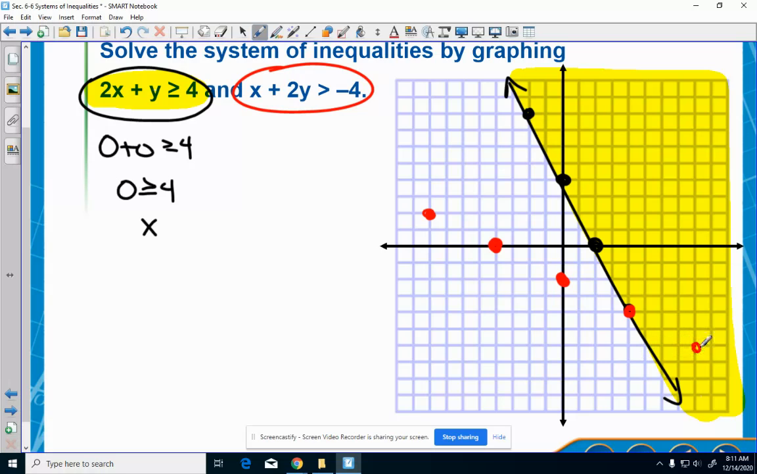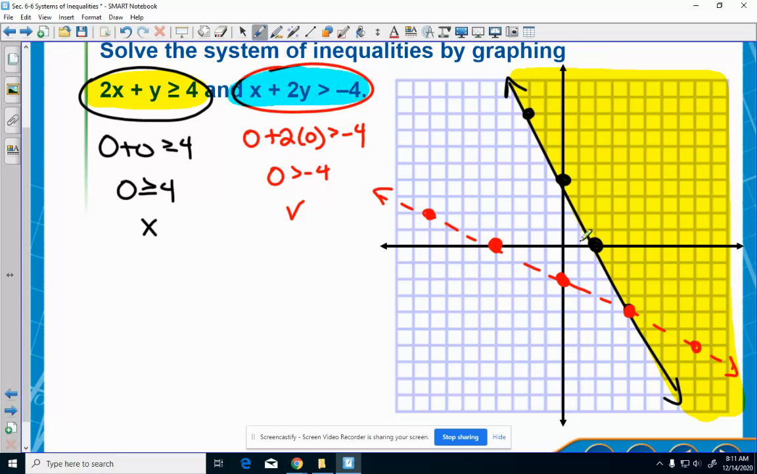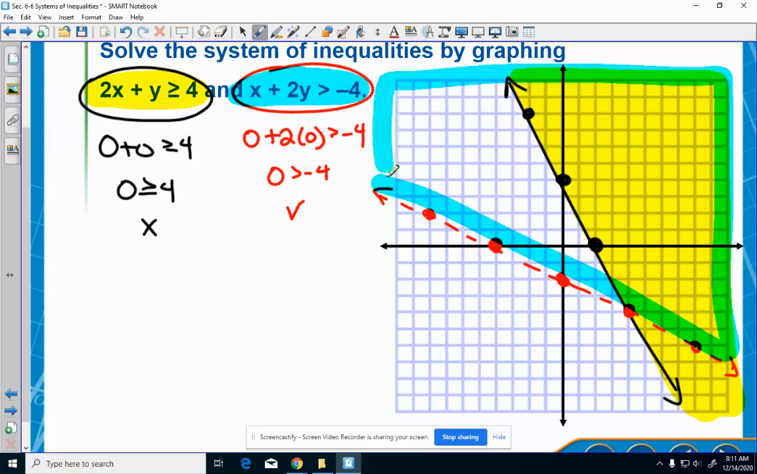1, 2, 3, 4, there we go. So this line is dotted. Okay. And I'll test the ordered pair the exact same way. So if I take 0, 0 again, so 0 here and 0 there, that would say 0 is greater than -4. That's true. So because 0, 0 is above this line, and that did work, I will also shade above the line. So that's all this area here.